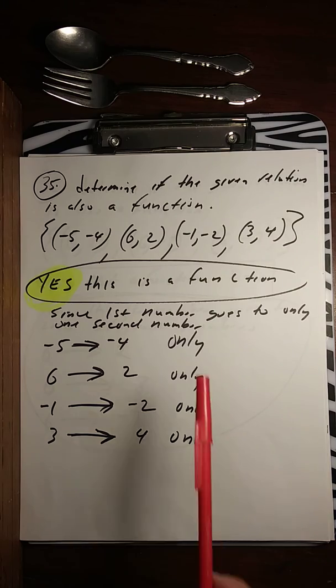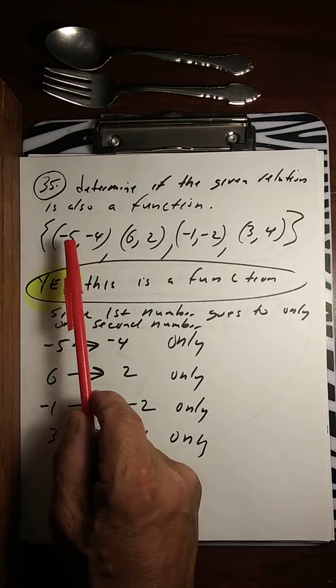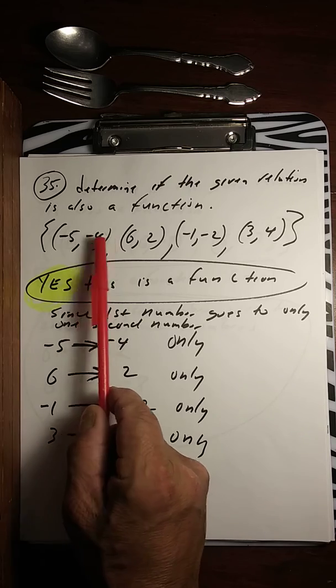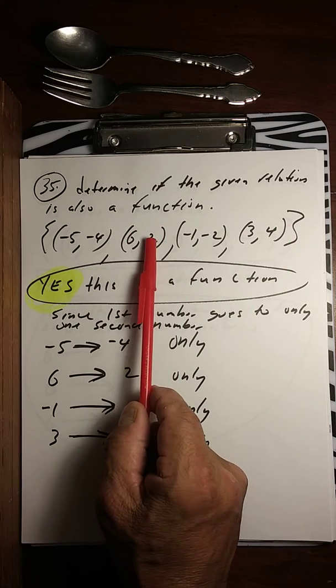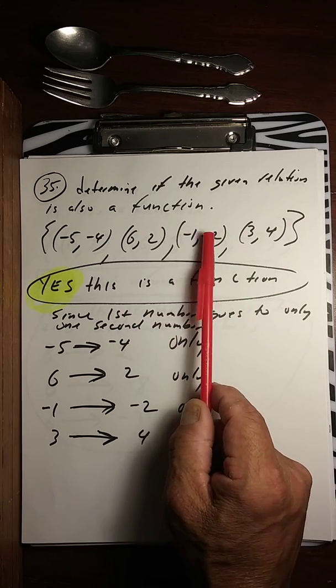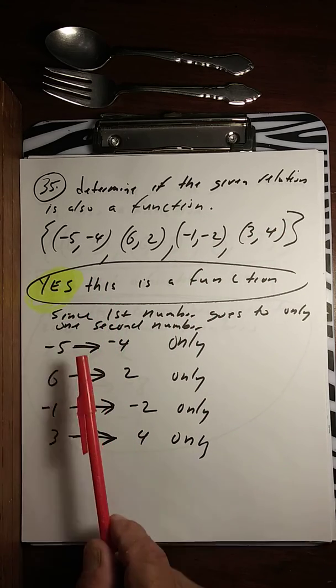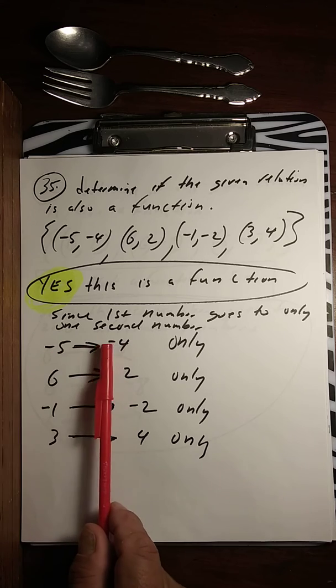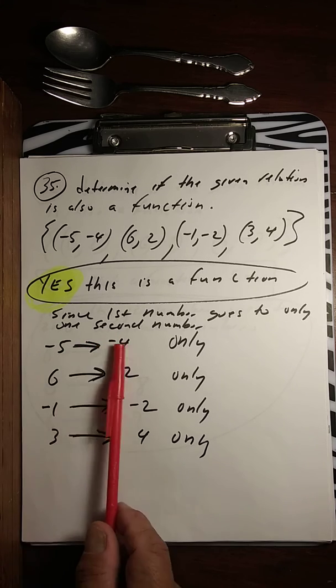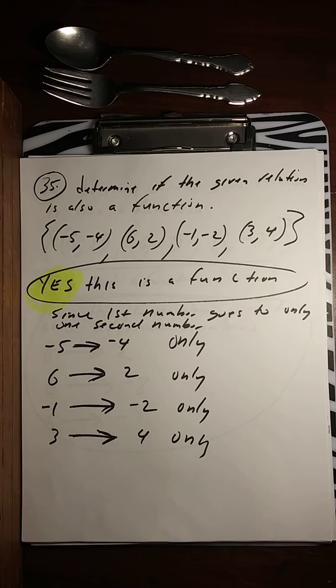Okay. Determine if the given relation is a function. Okay, so -5 goes to -4. That's the only place it goes. Yes. 6 goes to 2. That's the only place it goes. Yes. -1 goes to -2, that's it, right? And 3 goes to 4, yes. So yes, this is a function because the first number, -5, only goes to -4, nowhere else. Same thing for this, same thing for that.